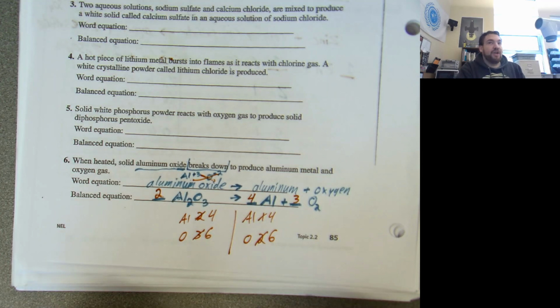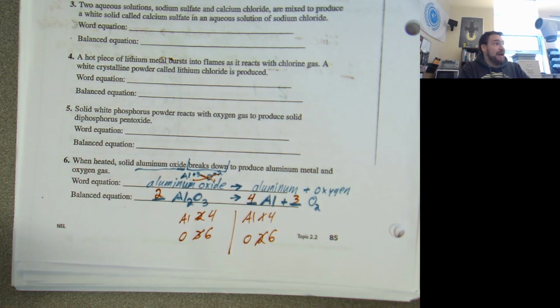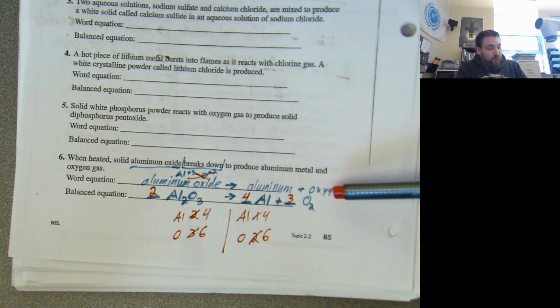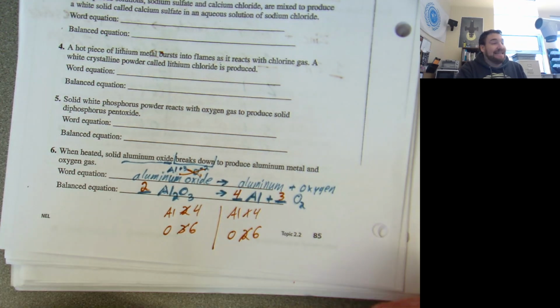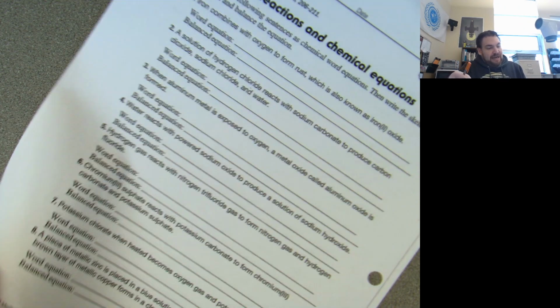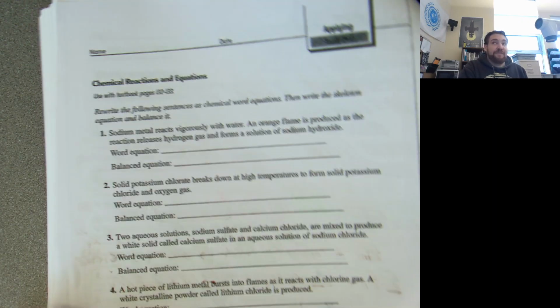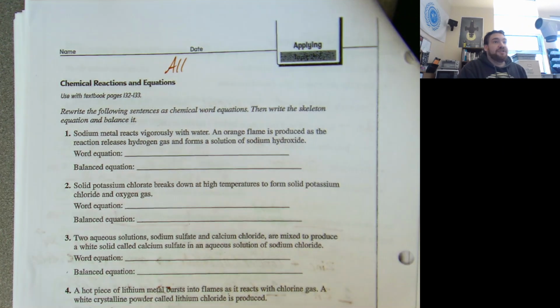What I've just done here is what I want you to do now as you go through the practice. From the description, create the word equation. From the word equation, create the skeleton equation, and then balance that thing. You have 17 of them now to do. 9 off this page and 8 off this page. I would like you to do all of them over the next 45 minutes in preparation for tomorrow's lab.